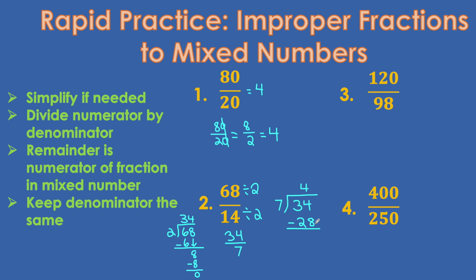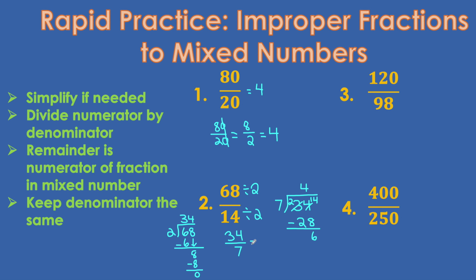4 minus 8, we don't have enough, so we go to the 3 to borrow 1. This 3 becomes a 2. This 4 becomes a 14. 14 minus 8 is 6. 2 minus 2 is just 0, so we just have 6 here.